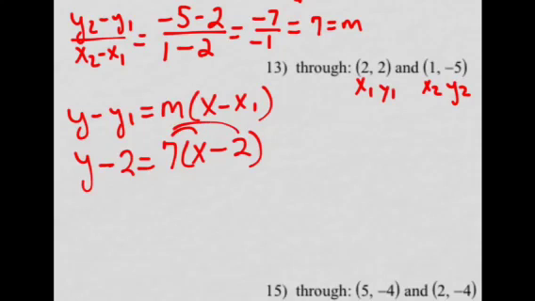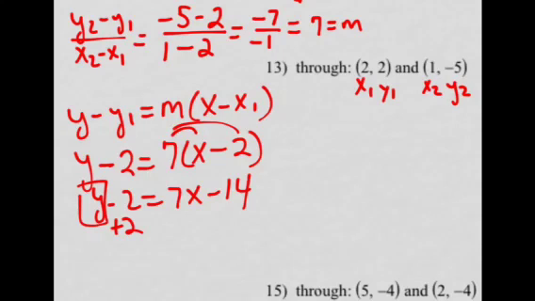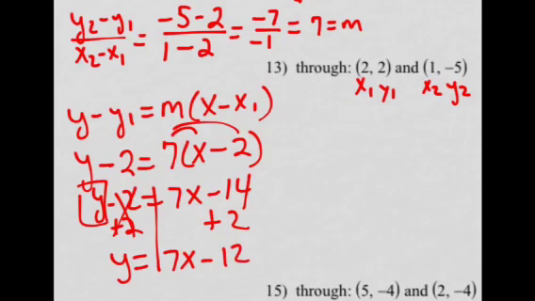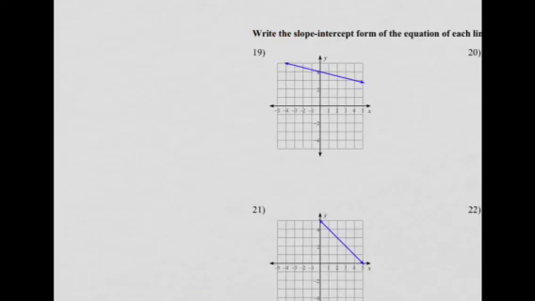We have to distribute. y minus 2 equals 7x minus 14. Box the term we're solving for, which means we add 2 to each side. That cancels. y equals 7x minus 12. There's our equation of our line.